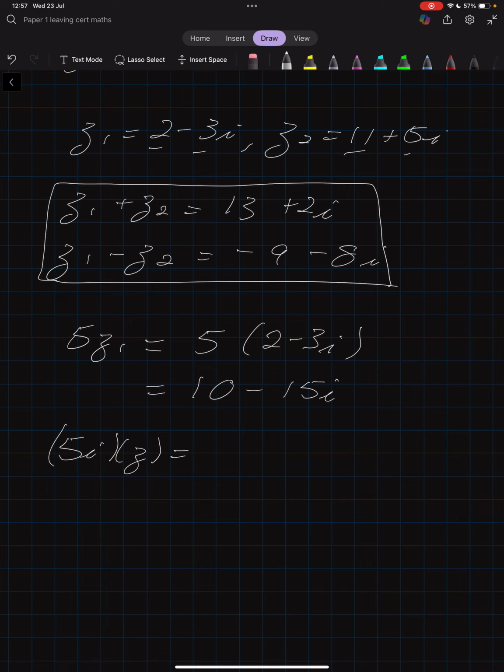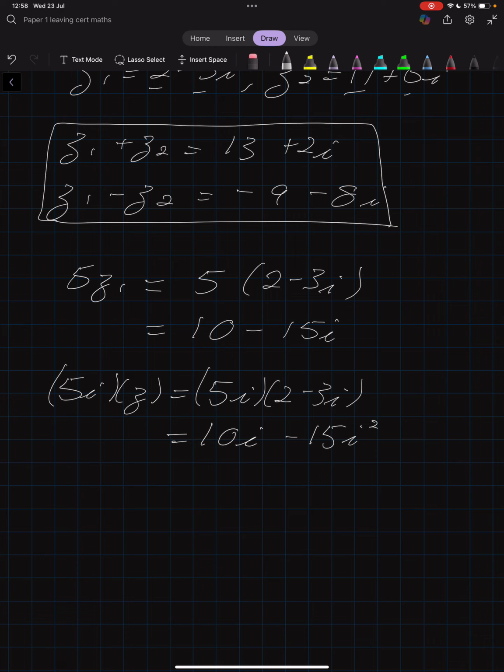But then what if you said, okay, well, what's 5i times z1? So now I have an i in there. You would do the exact same thing. You would say 5i times 2 minus 3i. That's equal to 5 times 2 is 10i, minus 5 times 3 is 15, i times i is i squared. Now, again, just have a quick little think. What is i squared equal to? i squared is equal to minus 1. So in this case, this would become 10i plus 15.